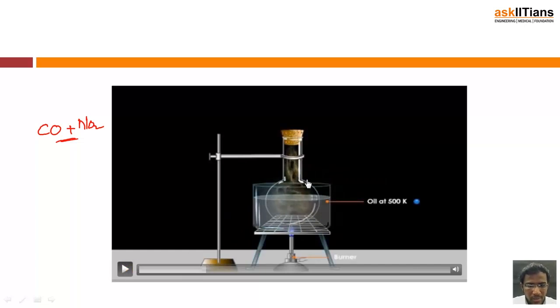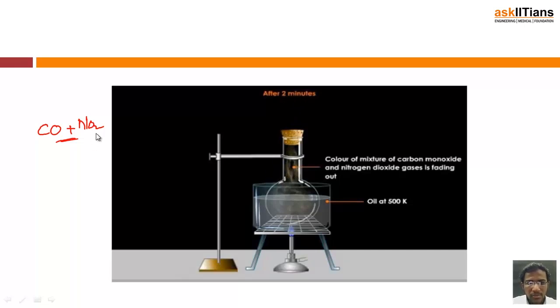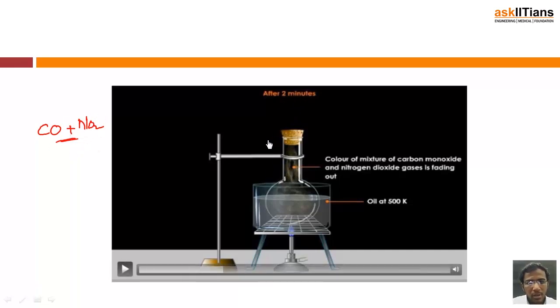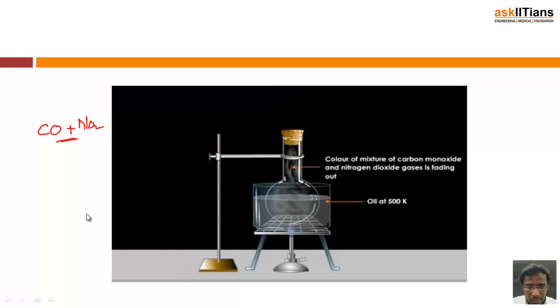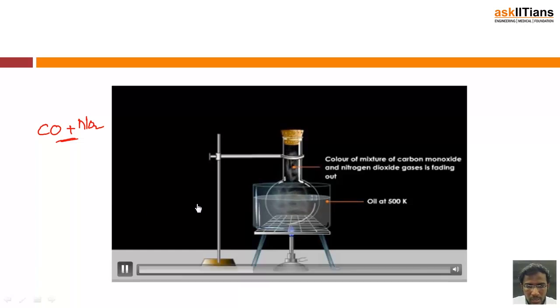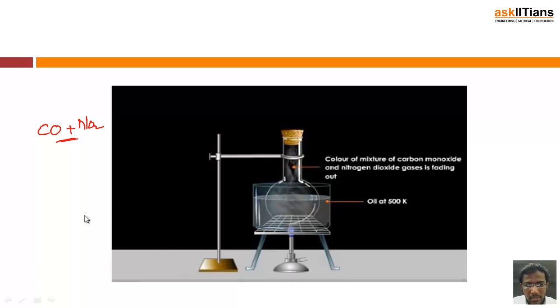Now this round bottom flask is kept in a container which contains oil at 500 Kelvin, and we are heating that. So a chemical reaction will take place, and you can calculate the concentration of carbon monoxide and NO2 after every 2 minutes. Here, if you see, the color of the mixture is fading out. Initially it was dark brown in color, but now the color is becoming white. So the dark brown color is fading away. That means a chemical reaction is taking place and some products are starting to form.